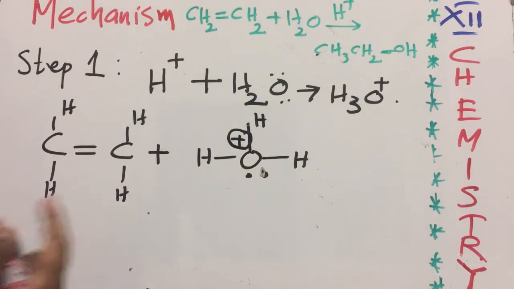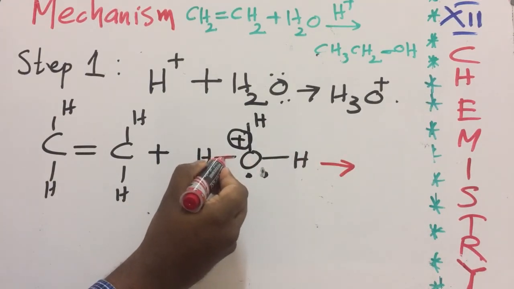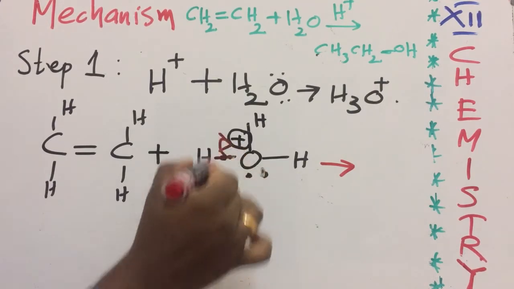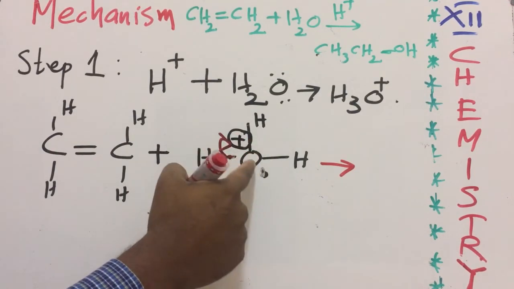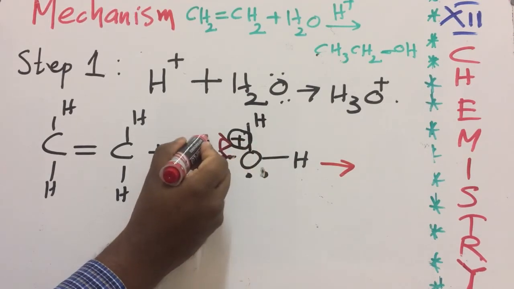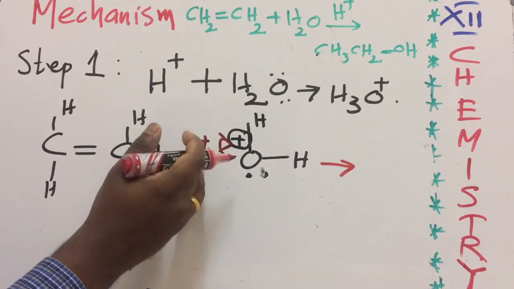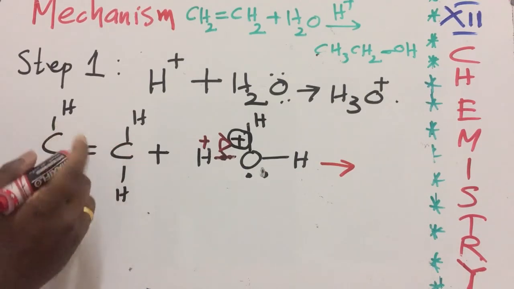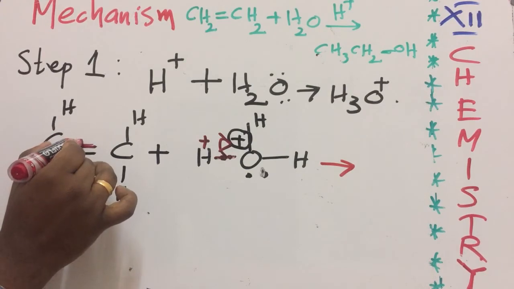Then here what will happen? These 2 sigma electrons will move towards oxygen, will be shifted to oxygen. Okay, then H2O will form, then the H plus here, after shifting the H becomes H plus, that H plus will attract the ethene. At the same time the single bond electrons will shift to carbon.